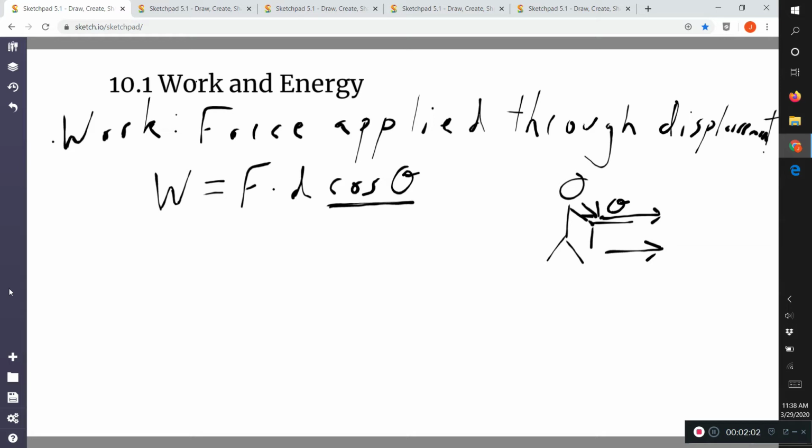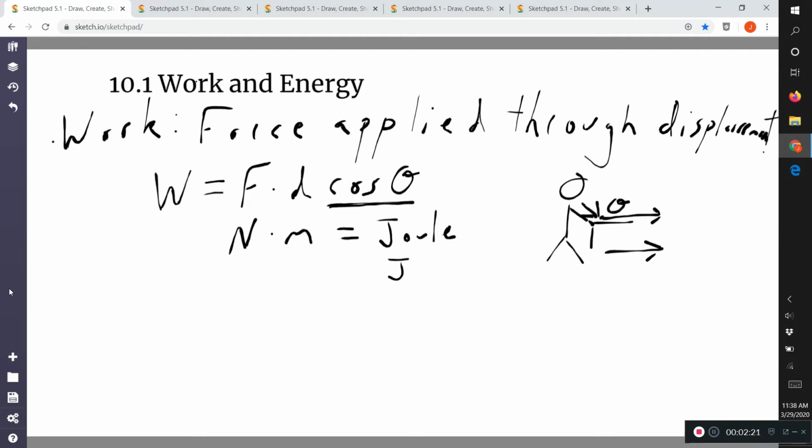Now the unit for this, when you take a force which is measured in newtons times a distance typically measured in meters, we would get a Newton meter, which we are going to call a joule, abbreviation capital J.